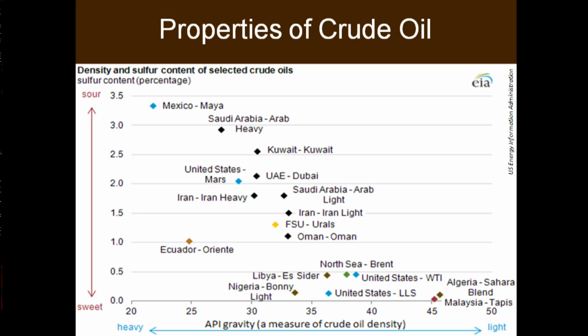But for crude oils that are classified lower than 10, they have a higher density than water, and they will actually sink in water. So everything that I'm showing you on this graph is lighter than water and should float on water. And just for reference, you see the blue dot near the bottom that says United States LLS. That stands for Louisiana Light Sweet. That's a sweet crude oil, and that's the same kind of oil that was spilled during the Gulf oil spill.